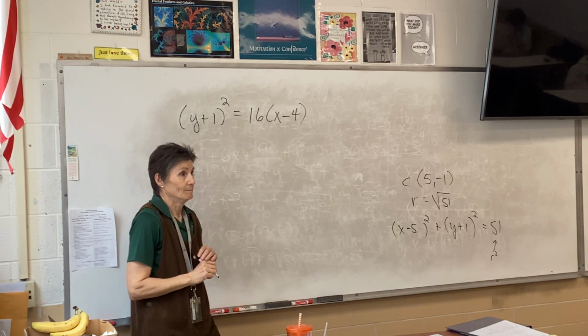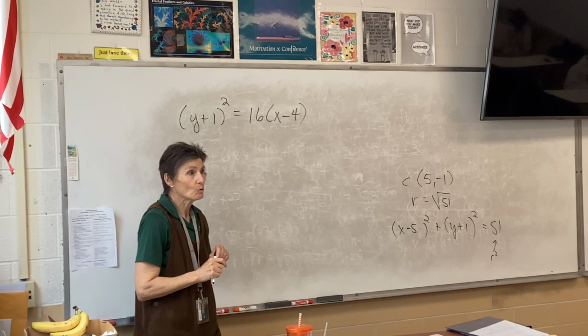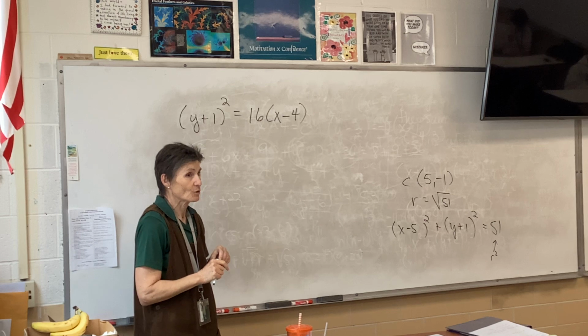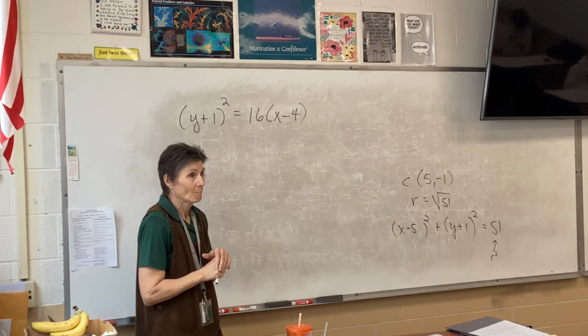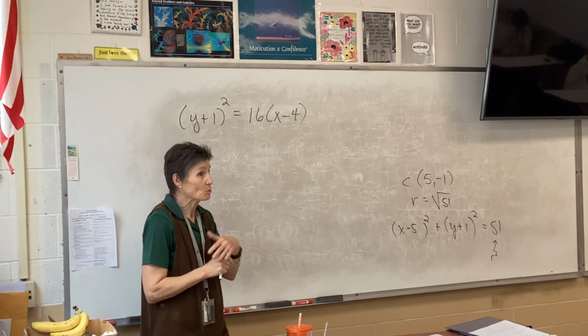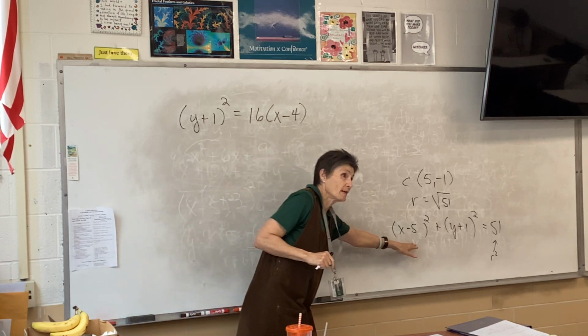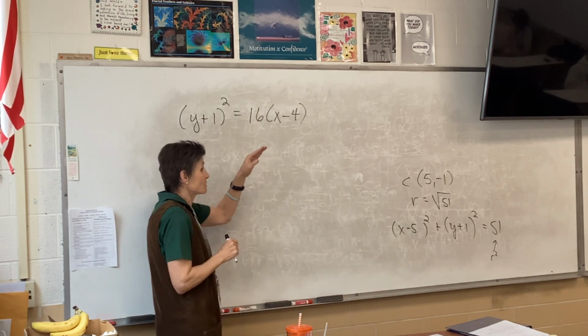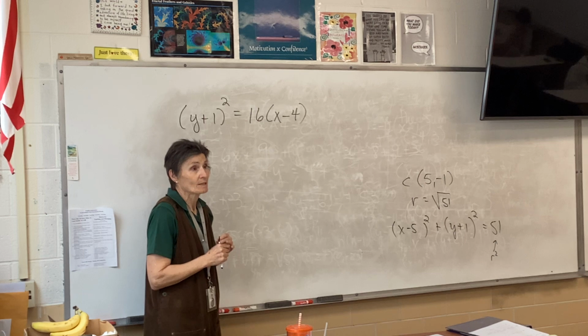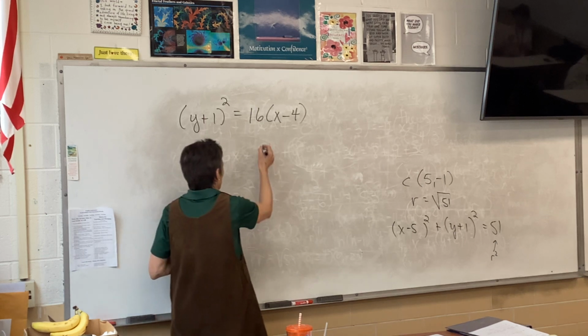Not a circle. How do I know that's not a circle? They have to both be squared if it's a circle, right? They have to look like this. When only one of them's squared, what is it? It's a parabola.